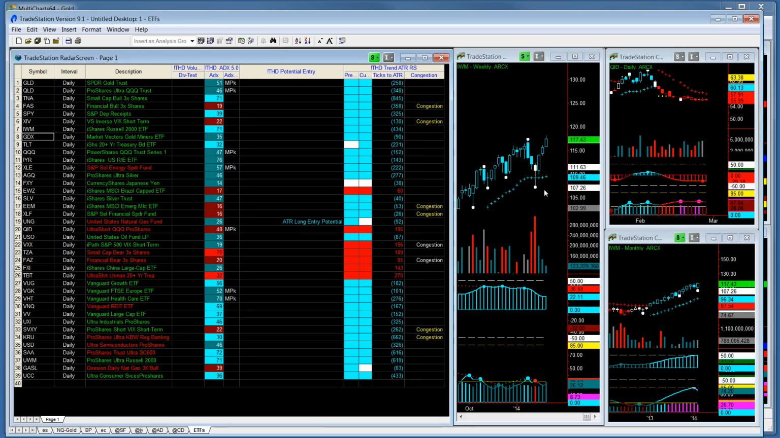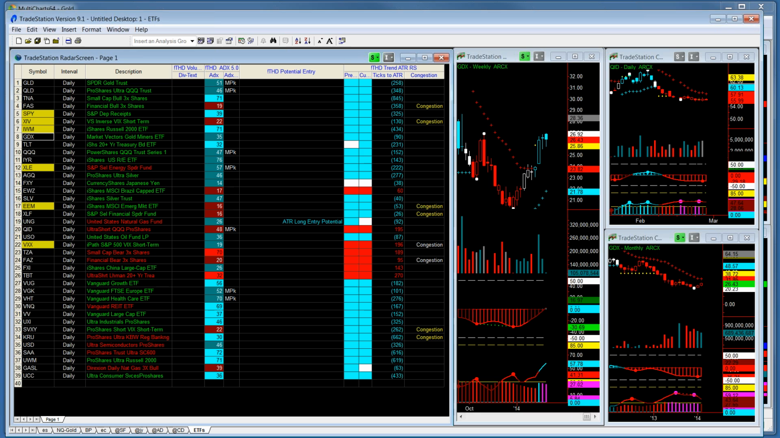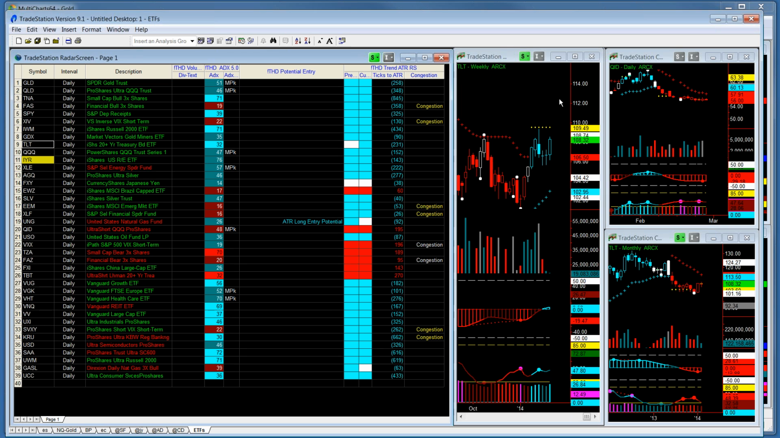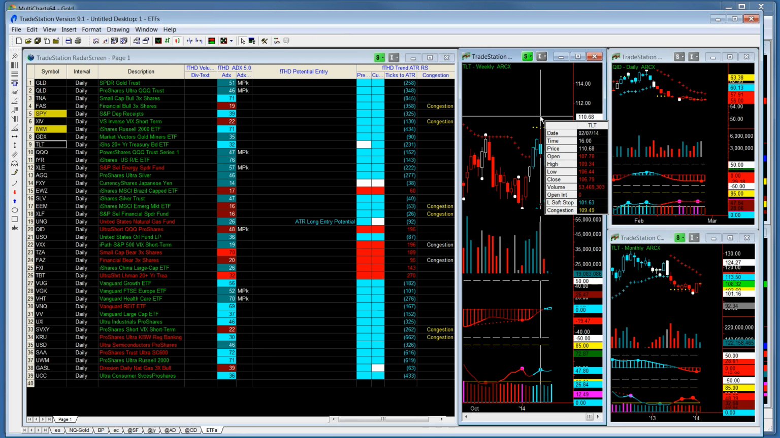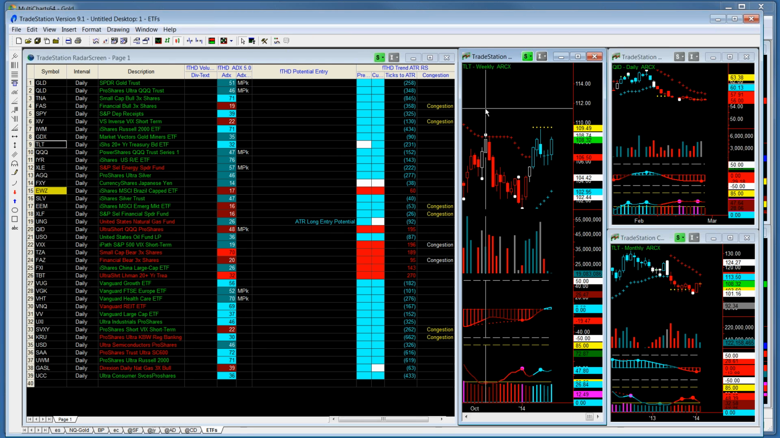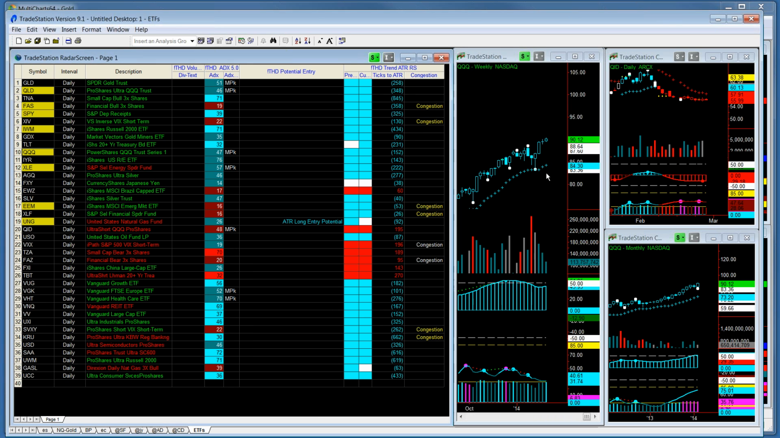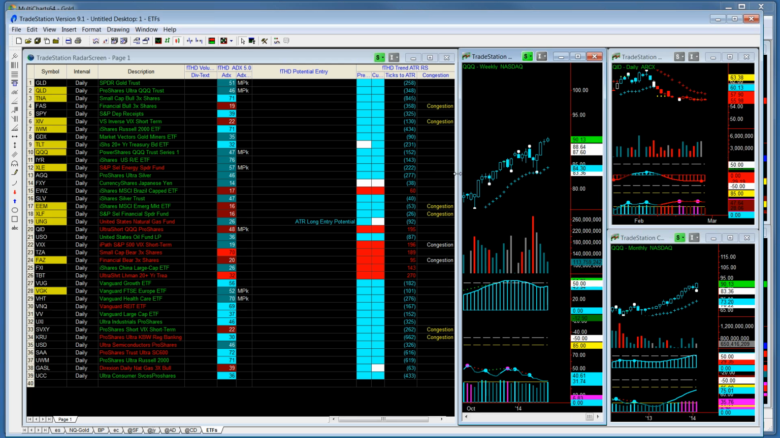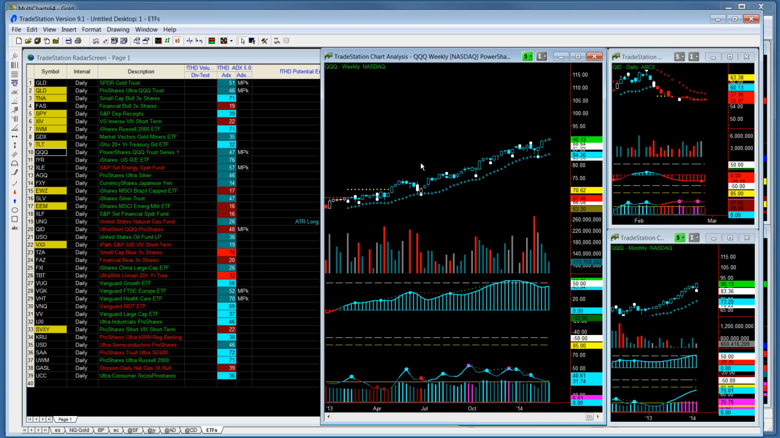Without the divergence, you can't take the trade. There's no divergence at that congestion dot. If you come back here, you did have divergence. That would have given you a trade. There's your divergence here. Your white here, there's your divergence.